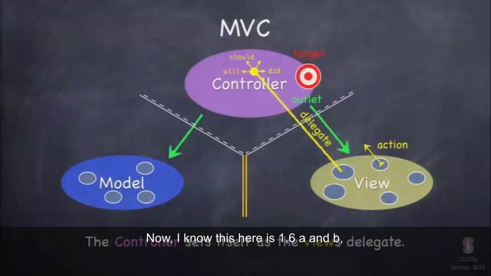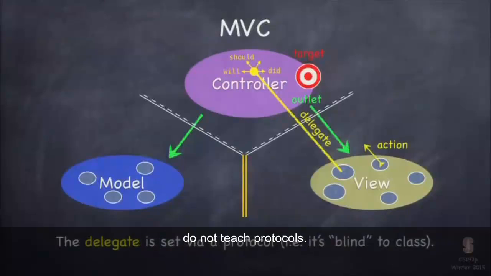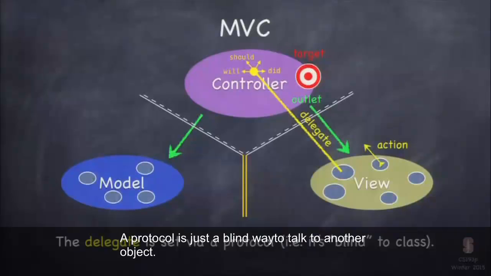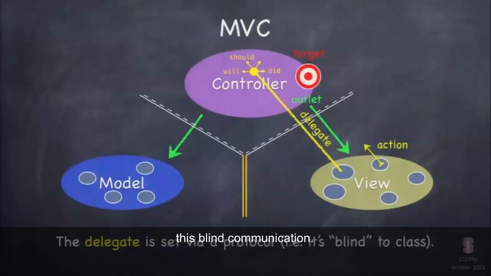Now, I know that CS106A and B do not teach protocols. How many people know what the word protocol means in object-oriented programming? You can see very few of you. So I will be teaching that. A protocol is just a blind way to talk to another object. When I teach you, you're going to be like, oh yeah, I know what that is. We just didn't really call it protocol or whatever. But that's how we do delegation, this blind communication.